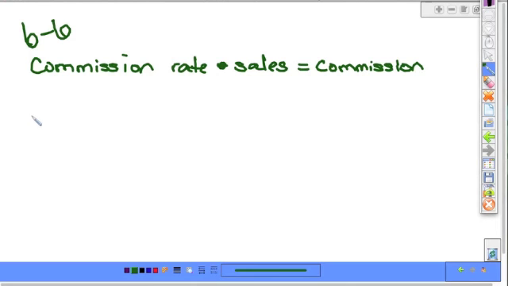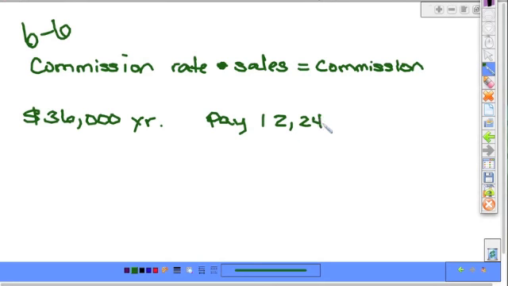We have someone here who makes $36,000 a year. Okay? They pay $12,240 a year in rent. So in the total year, that's how much rent they pay. What is the percent of their paycheck or their yearly income going to pay the rent?